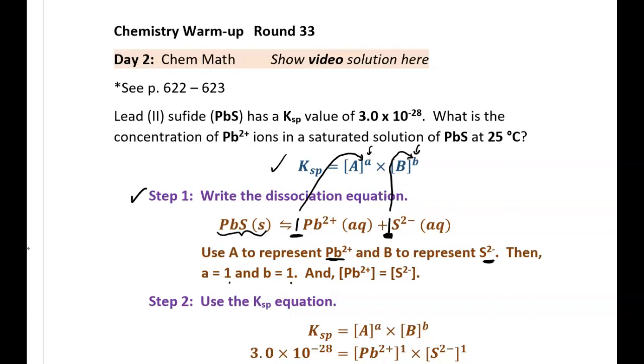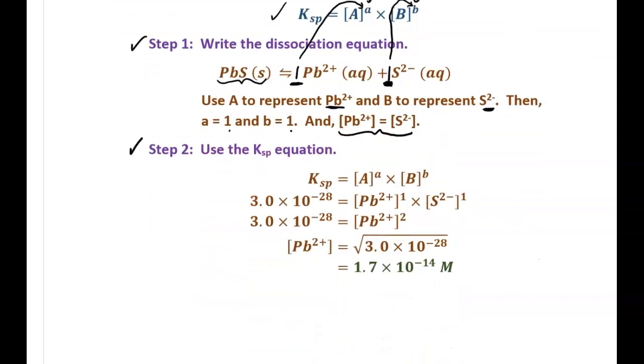Furthermore, because the ions are in a 1-to-1 ratio, we know that the concentration of lead ions is simply equal to the concentration of sulfide ions. In step 2, we'll make substitutions into our general equation. So at this point in time, this is just a pure algebra problem, doing our normal algebra steps, substituting numbers and then solving for things.